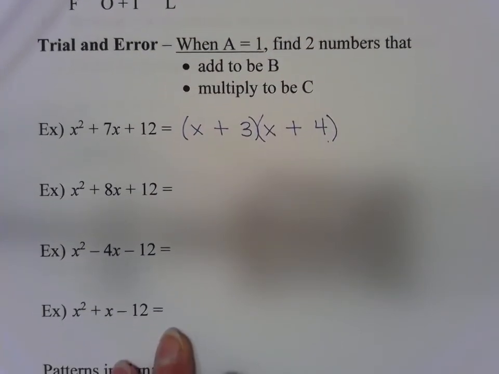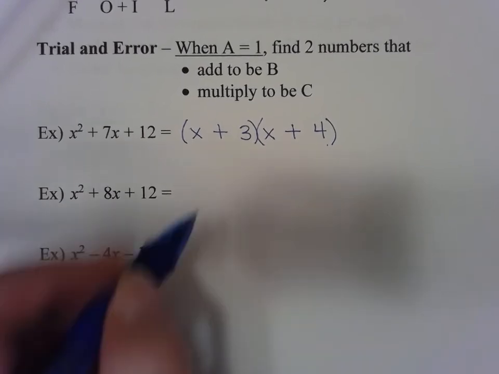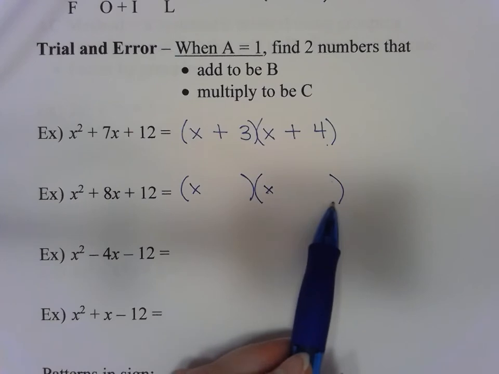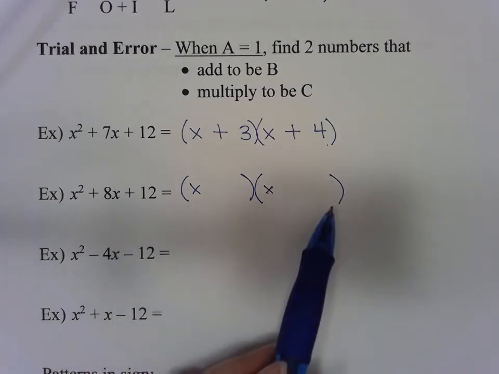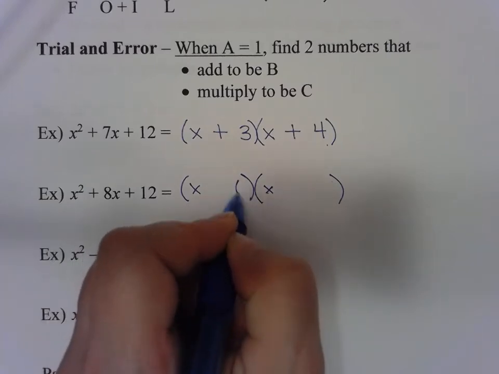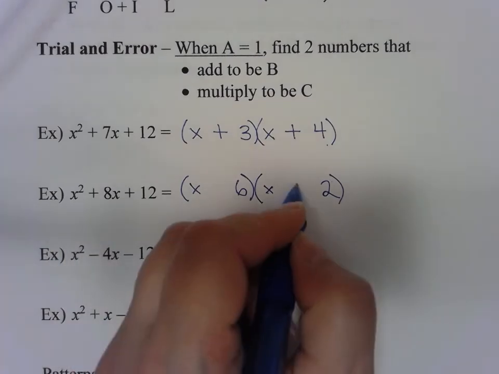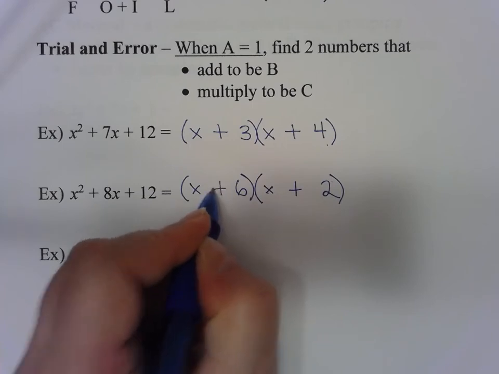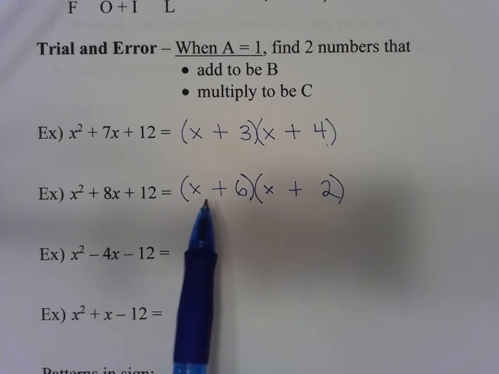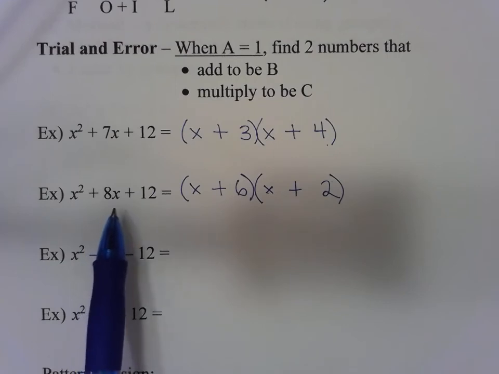Okay, I have several here, so let's try a couple more. How about x squared plus 8x plus 12? Again, I need 2 numbers that multiply to be 12 and add to be 8. This time 6 and 2 are going to work really well. It is a positive 8, so I know that I need a positive 2 and a positive 6. And I'm not doing this here, but you could FOIL this out and multiply it back out and check yourself and see if you get this. Then you'll know that you did it correctly.